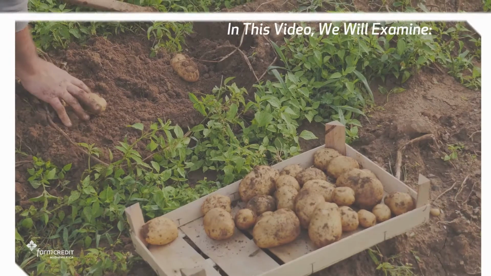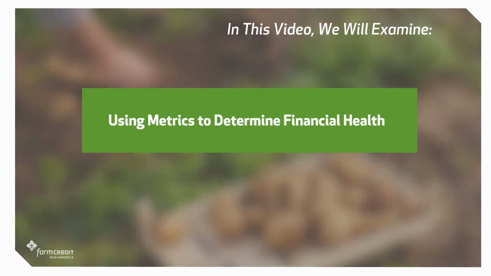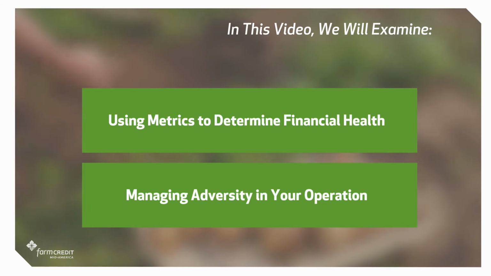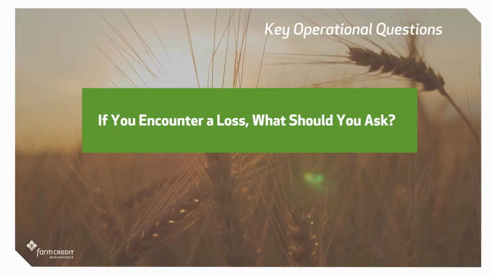For this video, we'll introduce to you different concepts and benchmarks to help you identify the root causes of weaknesses in your balance sheet and ways you can manage adversity in your operation. As mentioned in the previous videos, working capital is a measure of short-term risk-bearing ability. After you have completed a trend analysis and you recognize a declining trend in working capital or total equity, what should you do? The first thing is determine the root causes of the declining trend.